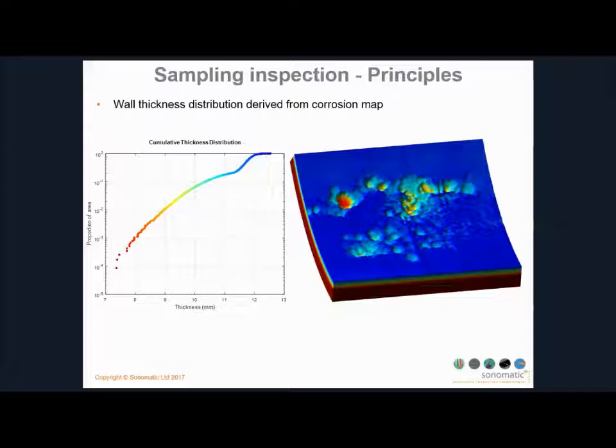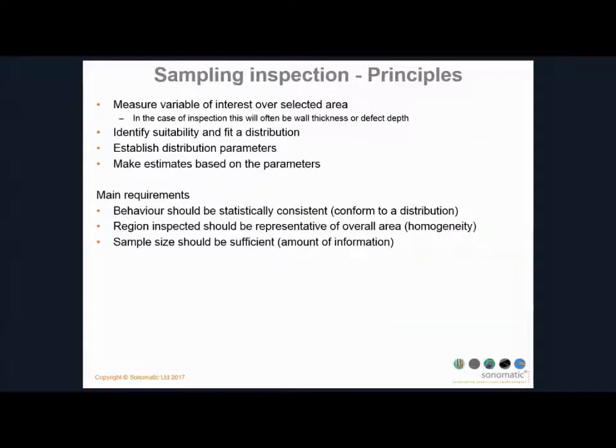So in general, we'd be looking to generate distributions like this, and what we'd be doing is fitting a distribution curve to the tail of the distribution, which relates to the corrosion. So once you've measured that variable like we've shown in the previous slide and developed the distribution, you then identify and fit a suitable distribution to that. You'd establish the parameters for the distribution and make estimates based on those parameters.